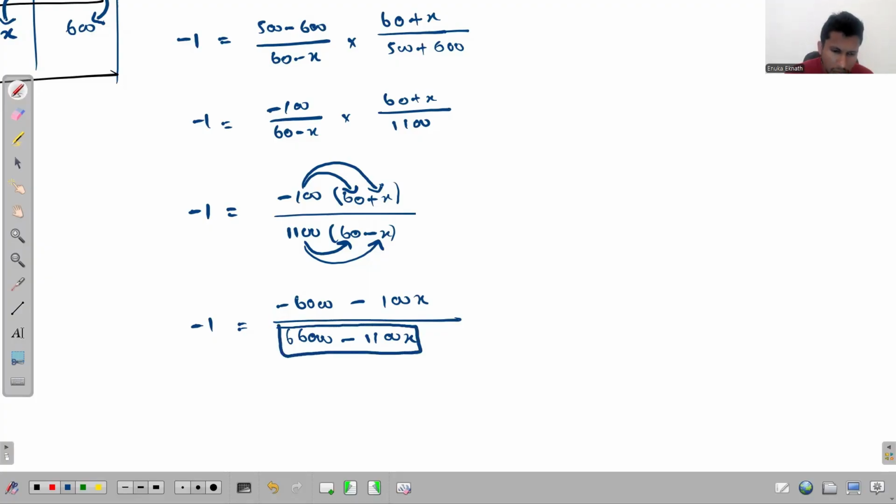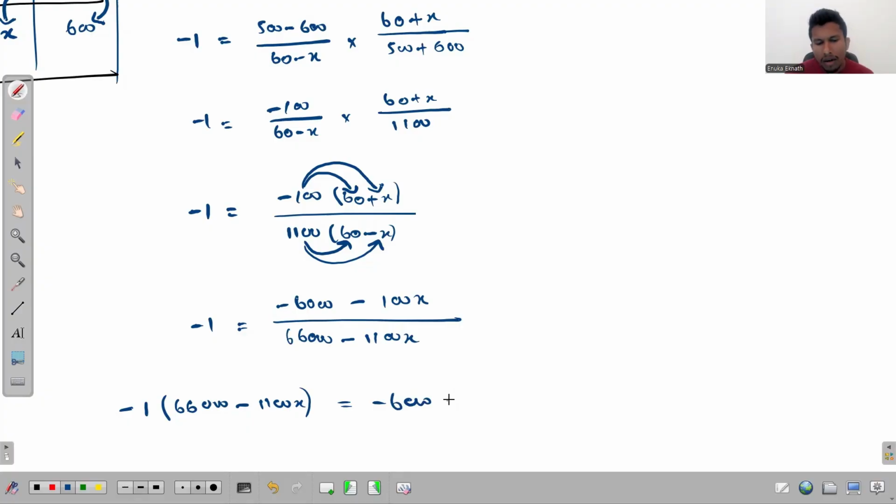Now you apply cross multiplication. You multiply this entire denominator by this minus 1. So we get minus 1 into 66,000, right? 66,000 minus 1,100 into x equals minus 6,000 minus 100 into x.